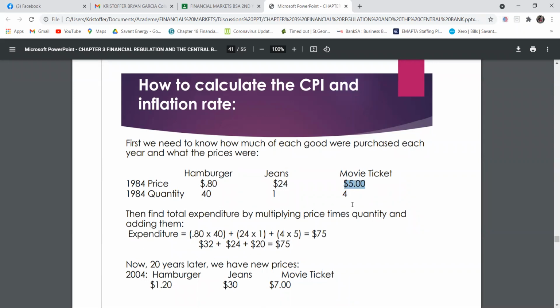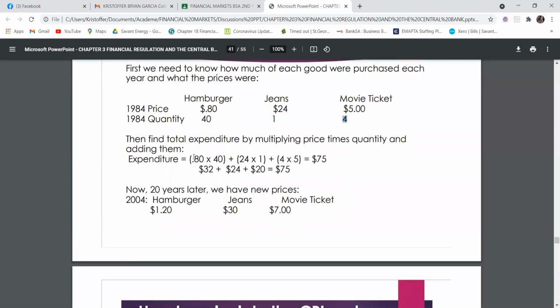Magkano yung expenditure mo nung 1984? The answer is 75. So pinag-multiply lang to, ito and ito, plus ito times ito, plus ito times ito. Ang total is $75. Ngayon, kukumpara na 20 years later.